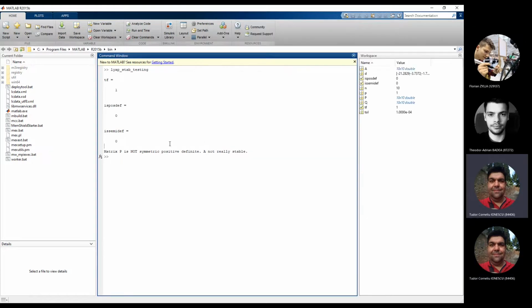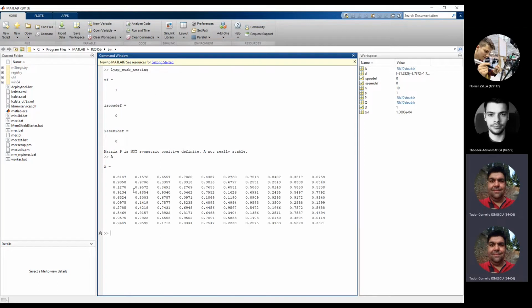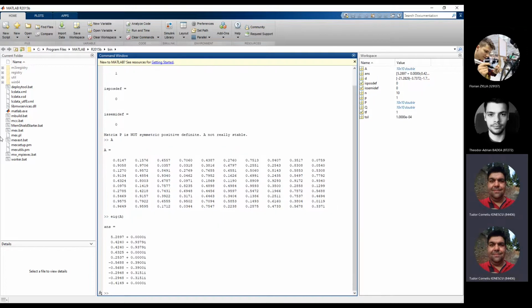A is not really stable because this is a random matrix, okay? You see A. This is the matrix A. So it's not really stable. Here we can compute the eigenvalues of A. Yes, indeed, it is not stable. You see, these eigenvalues have positive real parts, hence it's not stable.